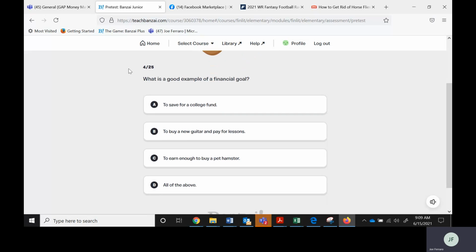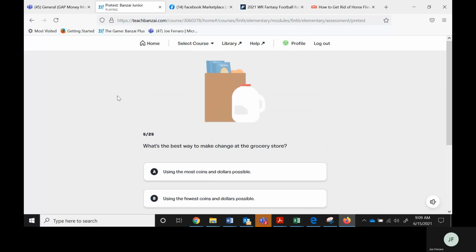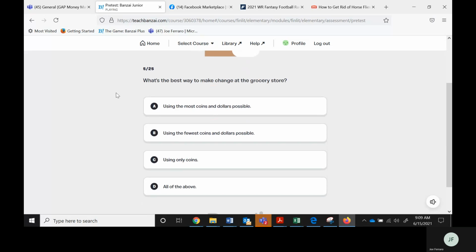Number 4, what is a good example of a financial goal? A, to save money for a college fund. B, to buy a new guitar and pay for lessons. C, to earn enough to buy a pet hamster. Or D, all of the above. Number 5, what is the best way to make change at the grocery store? A, using the most coins and dollars possible. B, using the fewest coins and dollars possible. C, using only coins. Or D, all of the above.